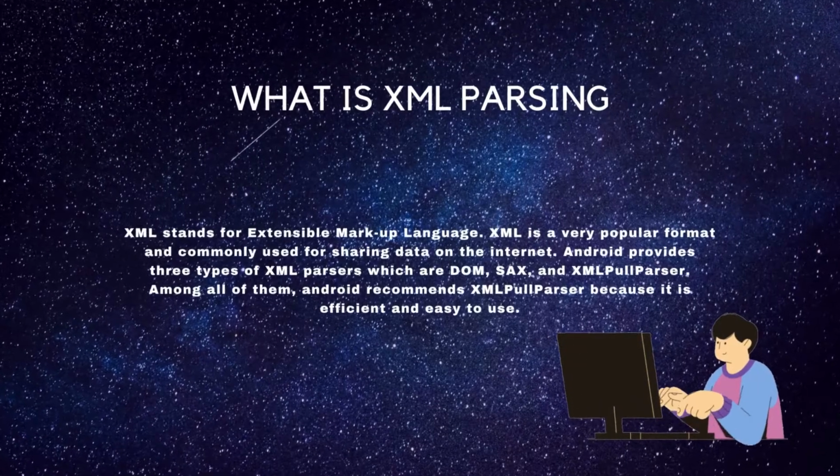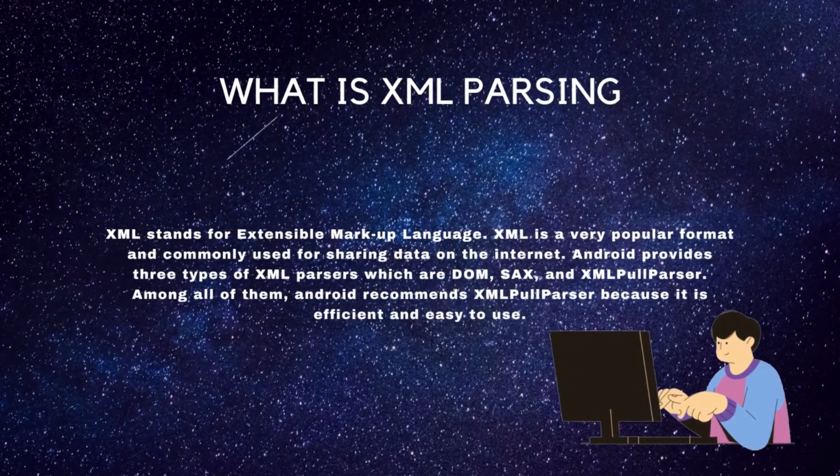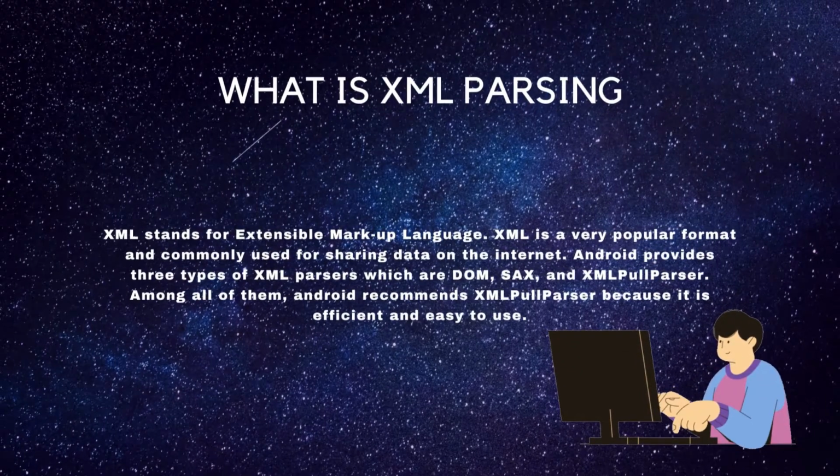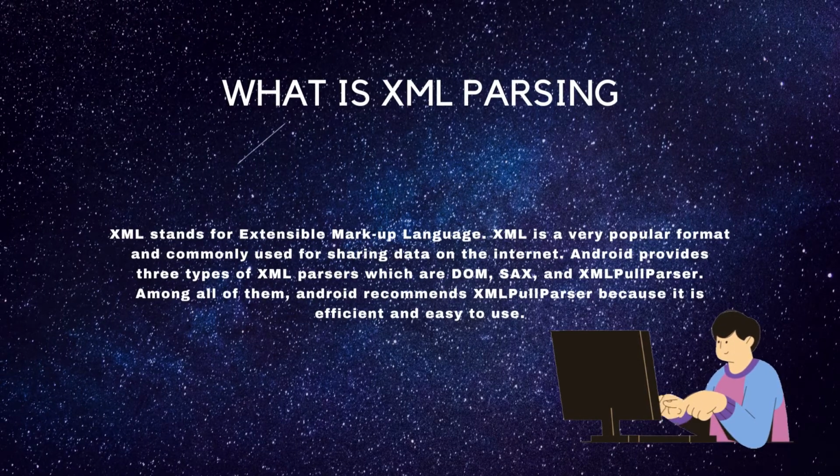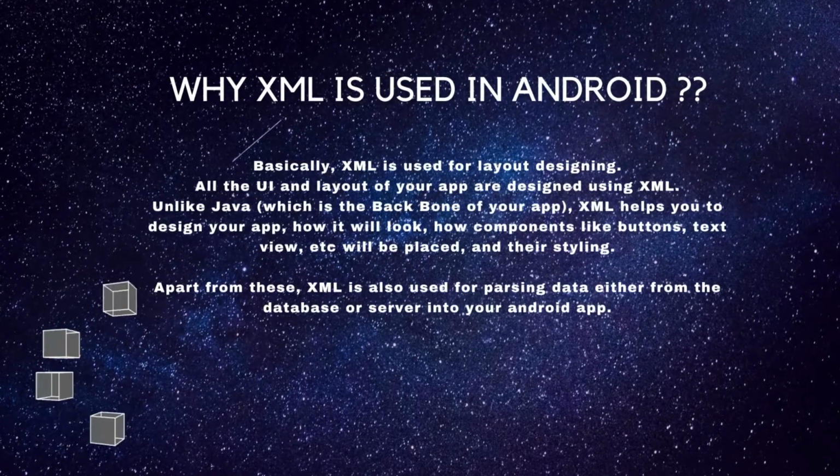What is XML parsing in Android? XML stands for Extensible Markup Language. XML is a very popular format and commonly used for sharing data on the internet. Android provides three types of XML parsers, which are DOM, SAX, and XmlPullParser. Among all of them, Android recommends XmlPullParser because it is efficient and easy to use.